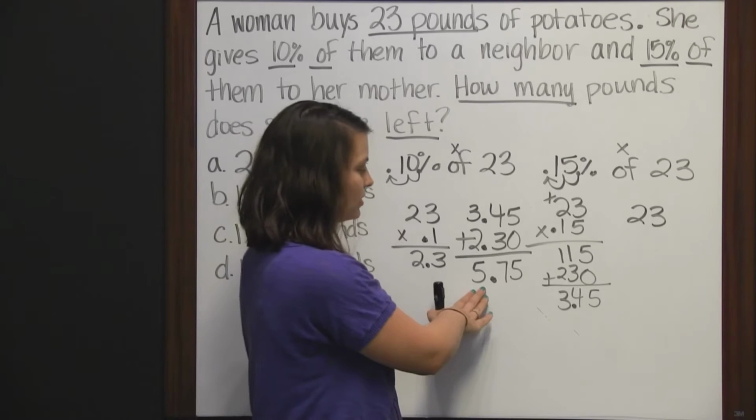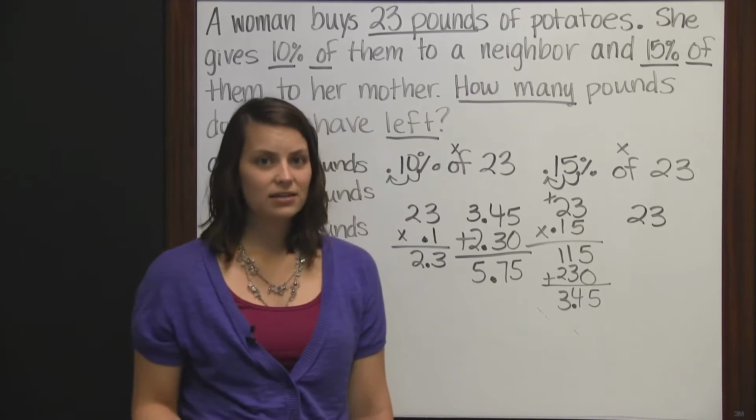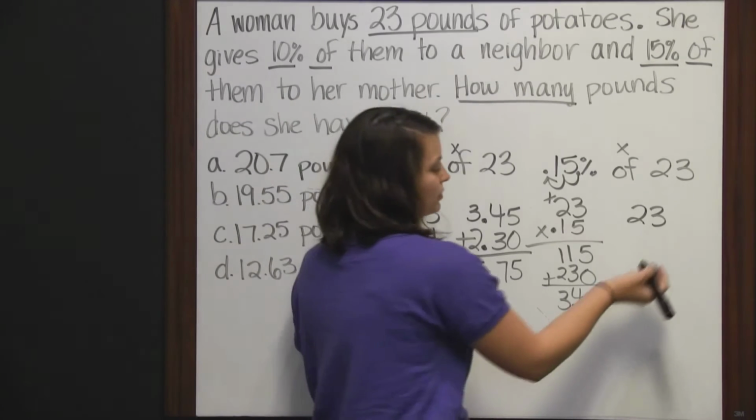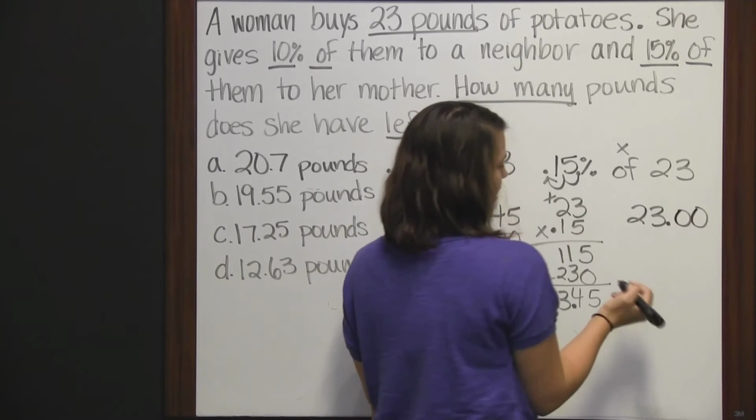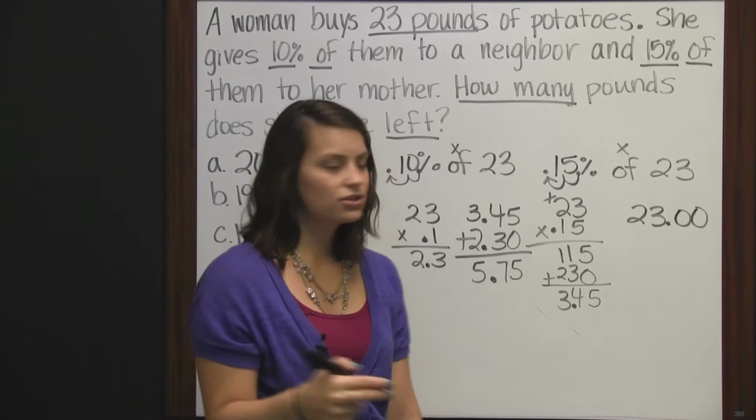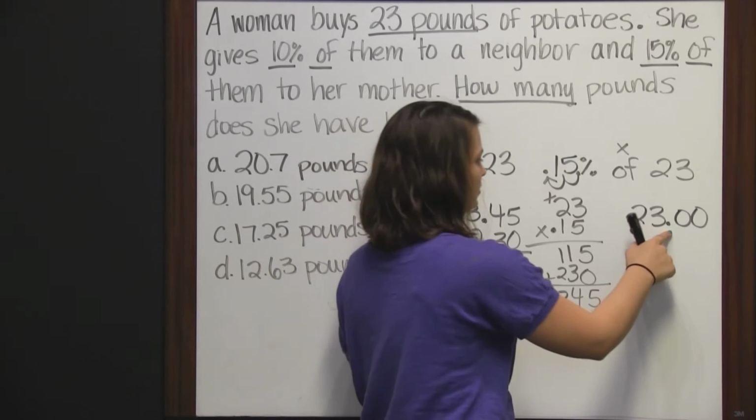So we're subtracting with decimals, which means we need to line them up. And the decimal in 23 is at the back. We can add 2 zeros there because the number doesn't change when you add zeros after the decimal.